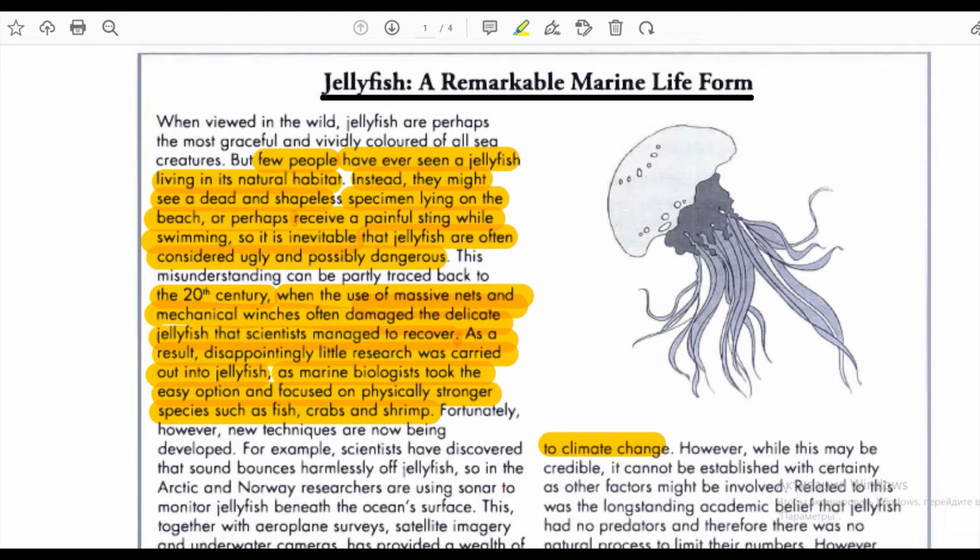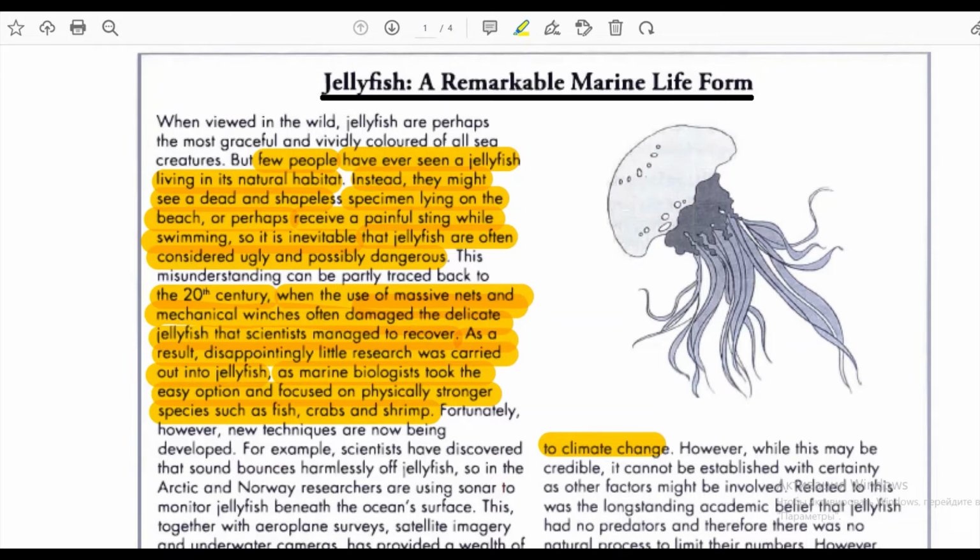So, the 20th century, when the use of massive nets and mechanical winches often damaged the delicate jellyfish that scientists managed to recover. As a result, disappointingly little research was carried out into jellyfish as marine biologists took the easy option and focused on physically stronger species such as fish, crabs, and shrimp. So, which words in the question tell you about the writer's view or attitude? So the answer for the first paragraph is yes.